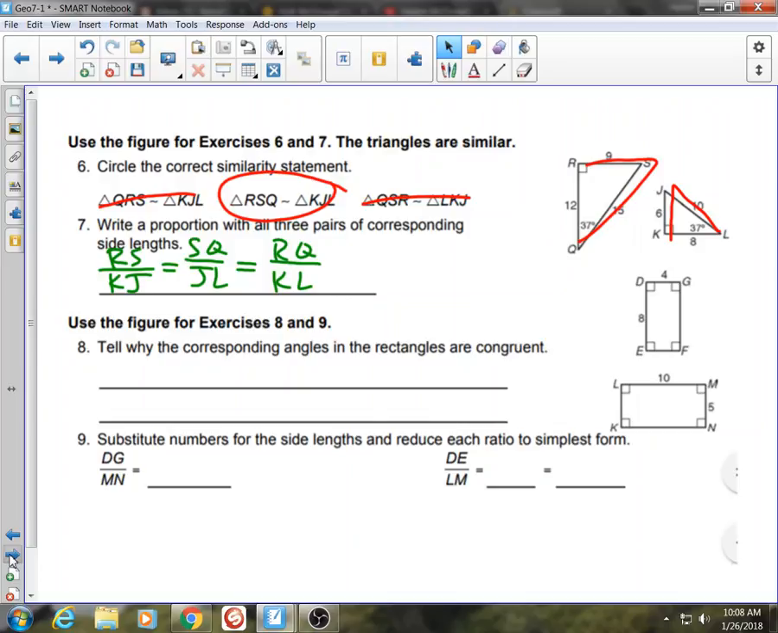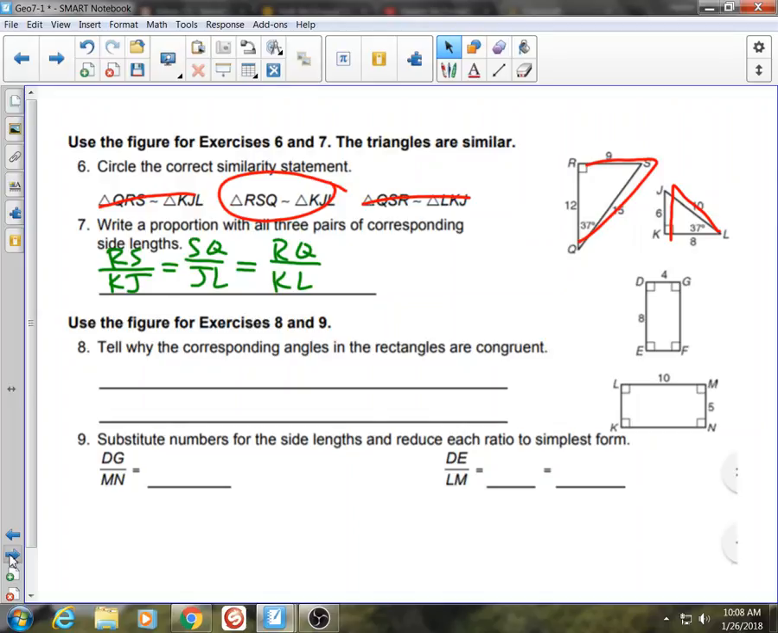All right, use the figures for exercises 8 and 9. I'm going to tell why these corresponding angles in these rectangles are congruent. Why are the corresponding angles in this rectangle congruent? Right? Because all my angles have to be congruent. How do I know they're congruent?